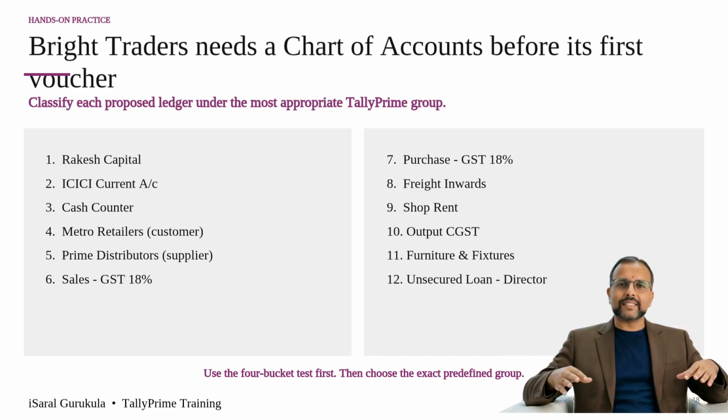Your task is to classify each of these 12 proposed ledgers under the most appropriate TallyPrime group. You have Rakesh Capital, ICICI Current Account, Cash Counter, Metro Retailers as a customer, Prime Distributors as a supplier, Sales GST 18%, Purchase GST 18%, Freight Inwards, Shop Rent, Output CGST, Furniture and Fixtures, and an unsecured loan from the director. Here's my advice. Use the 4-bucket test first.